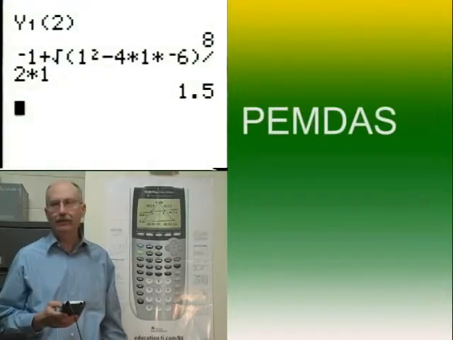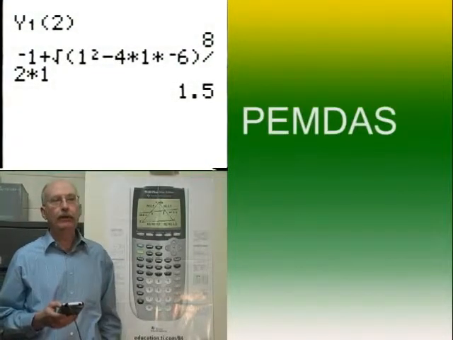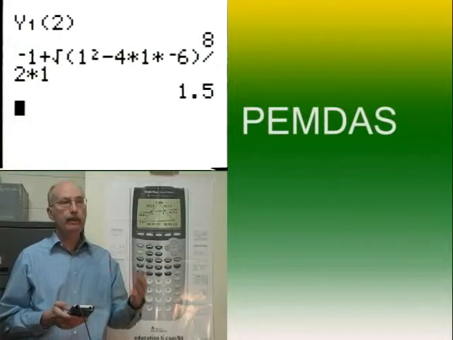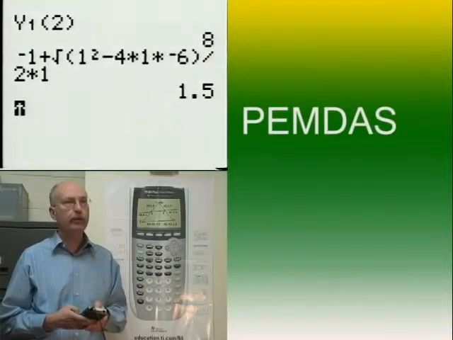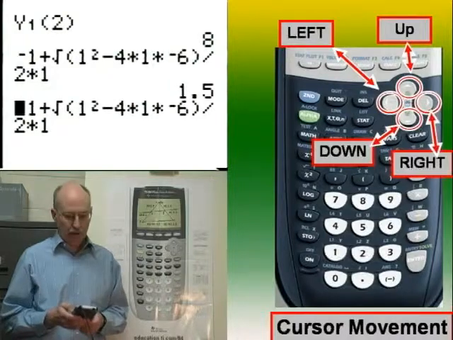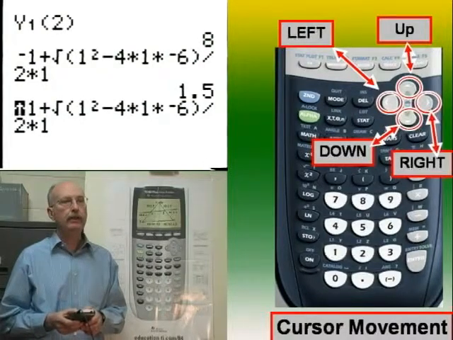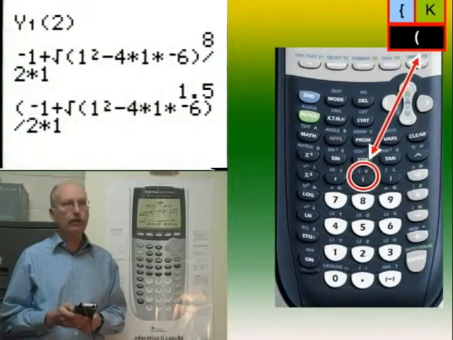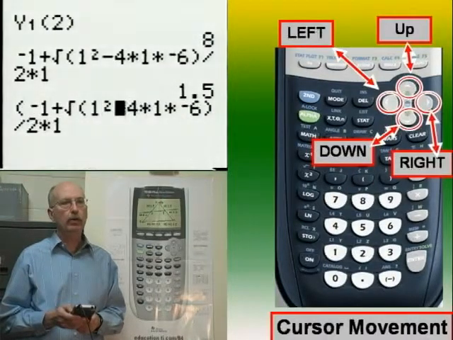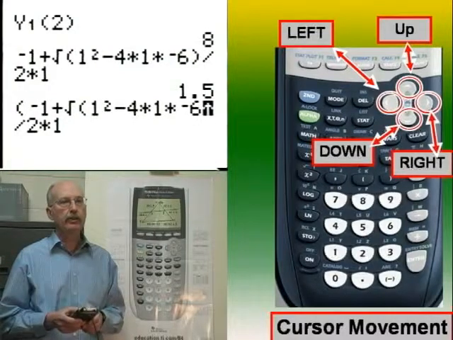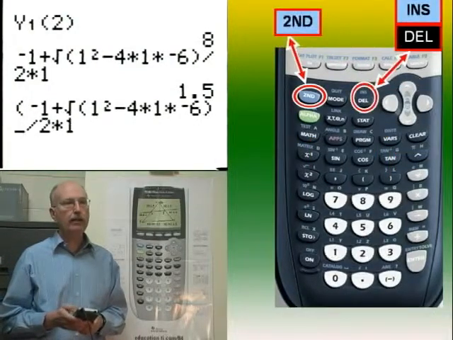Well, that's not the answer we expected. Remember PEMDAS. We're going to go back and put parentheses back in the equation where we need it. We need that whole numerator in parentheses. So we're going to bring the equation back. Remember, second entry. We're going back to the very beginning. We're going to insert, second insert, a parenthesis. We're going to go all the way over to the parenthesis on the right. We're going to close that parenthesis on the right. Again, second insert, and we're going to close that parenthesis.